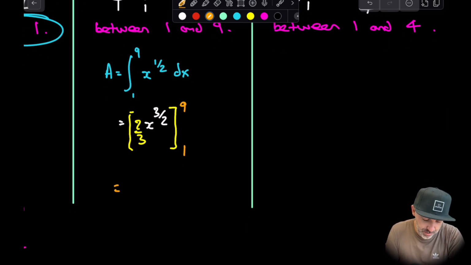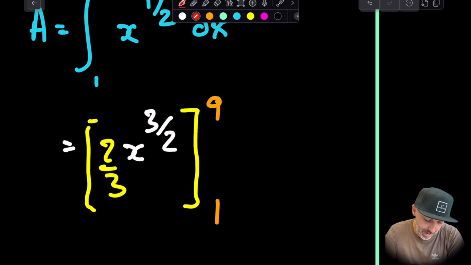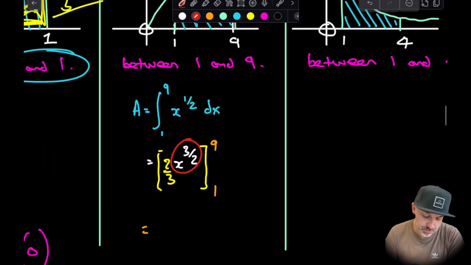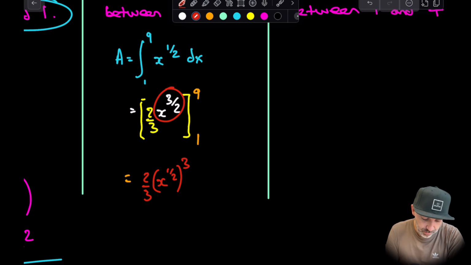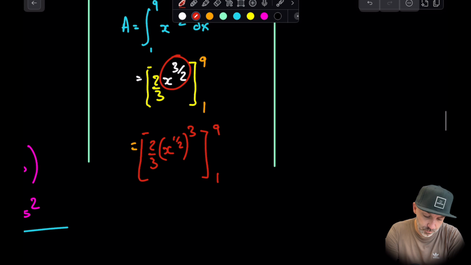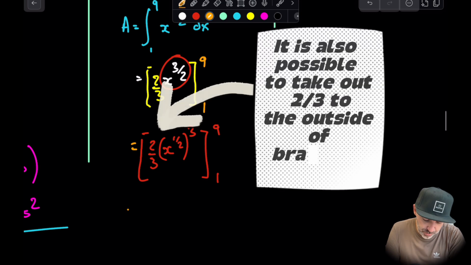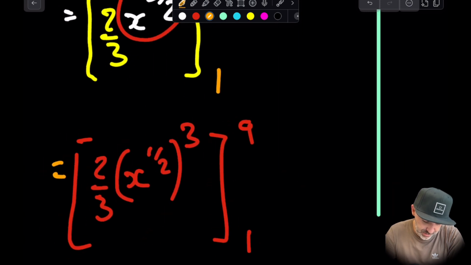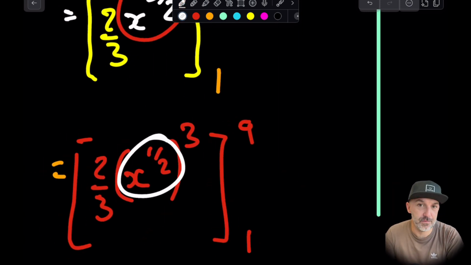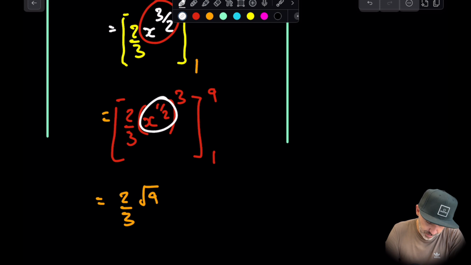So what might be helpful now is that we unpack the power, because we're going to do this without a calculator. So we'll have 2/3, then you can rewrite this as x to the half, then cubed, all raised to the power of, to the limits 9, 1, and therefore when we substitute 9 into this, we'll have 2/3, and it will be root 9, because remember this expression here, x to the half, is the square root, so it'll be root 9, then cubed, and that'll be the first term.